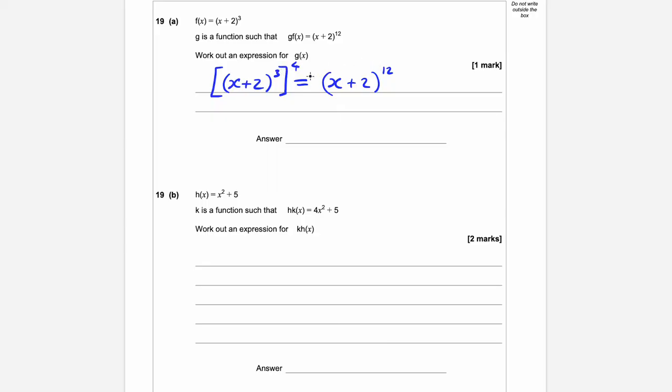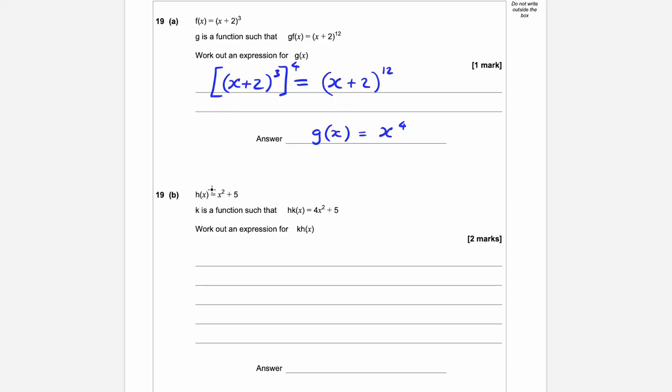So what is the function for g of x? Well, g of x has to be the input, which is x, to the power of 4. And then when you put f of x into this, you get this to the power of 4. Okay, that's only worth 1 mark.